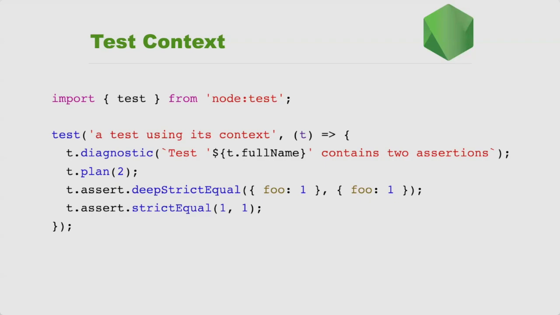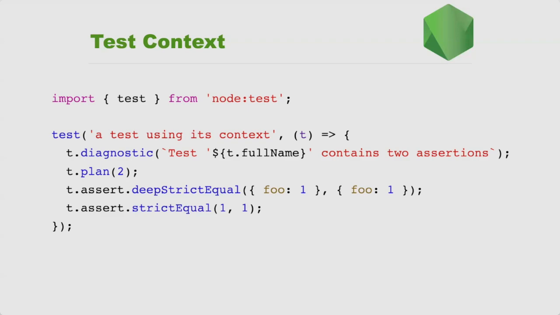And you can see it's a template string here where we use t.fullName. So that will give you the full name of the test. In this case, it's a test using its context. If it was nested inside of other tests or inside of suites, the full name would actually include all of those separated by the little angle bracket. So you can see kind of what your test is that you're working with.